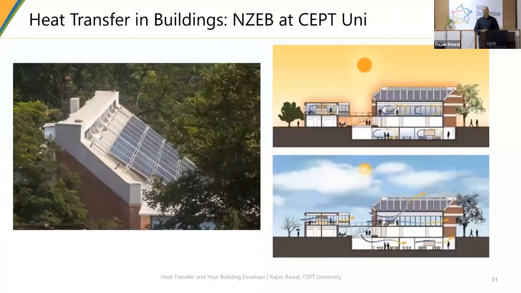Two examples here. This is one of the buildings at CEPT University where we operate our lab. The building is sort of net zero. How it becomes net zero, probably the next slide will help us understand, but the building is operated in various modes, and primarily three modes.